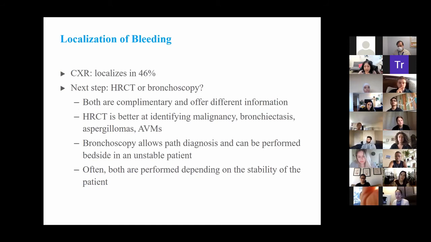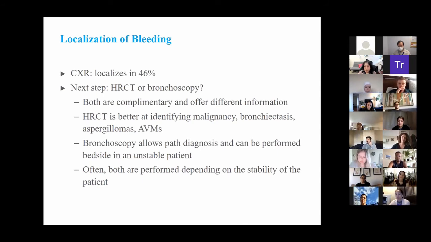So how does imaging help us? Chest x-ray in general can localize in about half of the patients. Those are typically going to be the patients that either have a very obvious malignancy or they have a focal pneumonia or cavitary disease. So those are the most common things that are going to localize on chest x-ray. Really, the majority of these patients are going to need further imaging and workup.